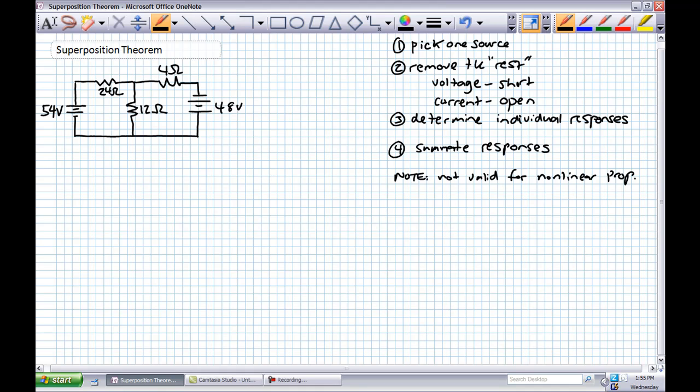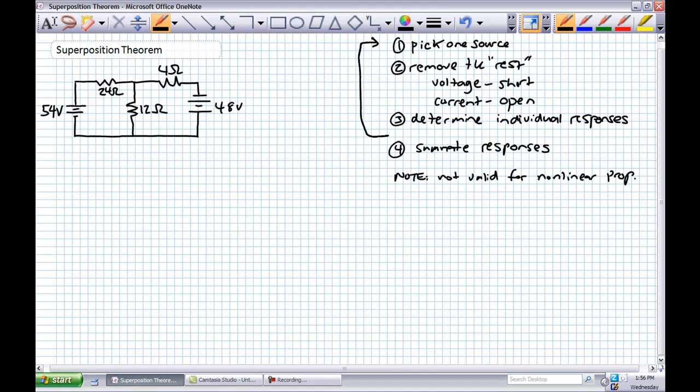Number 3 is we're going to determine our individual response based off that single source. Now here, check this out. Here's an arrow. It goes back to the top. It's basically a loop. So now you pick the other source, remove the rest. If it's a voltage source, you short it. If it's a current source, you open it. Determine that individual response. Are there more sources? Loop it back to the top until they're all done. So if you've got 4 sources, you get to do this 4 times. If you've got 3 sources, 3 times. Our particular example has 2 sources, so we're going to do it twice.